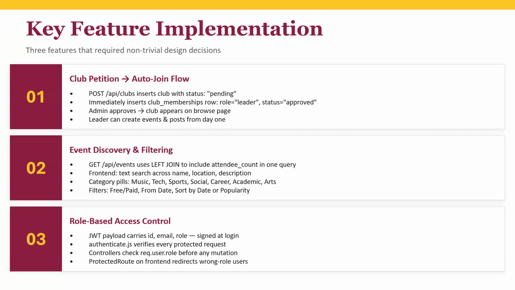And then third was the role-based access control, which uses the JWT payload that carries the role, with middleware injecting it, and every controller we have will check for it, verifying the user role throughout the system. And then the front end protected route redirects wrong-role users to a page that they are authorized to see, or it will just display you're not authorized to view this.